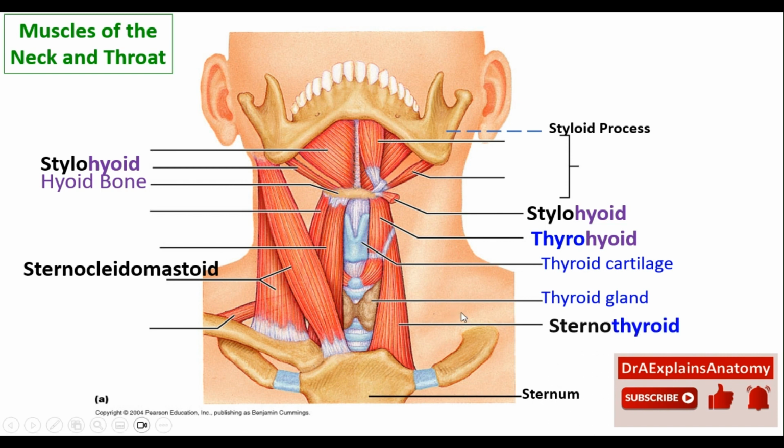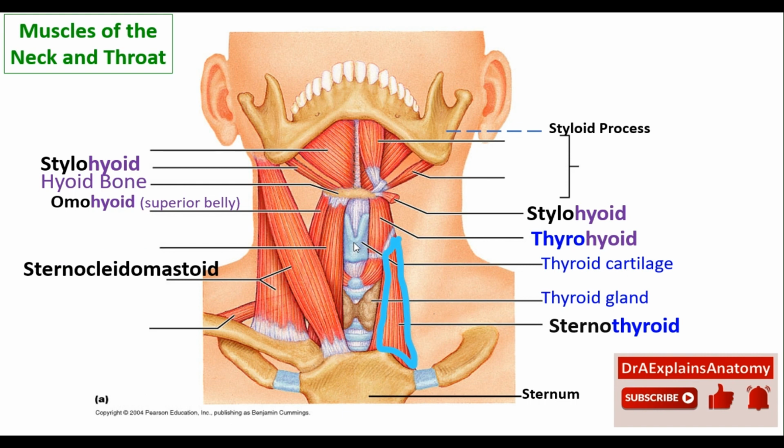Moving to the sternothyroid muscle. Sterno, this muscle, if you follow the fibers, runs between the sternum and the thyroid cartilage. So that is the sternothyroid muscle.